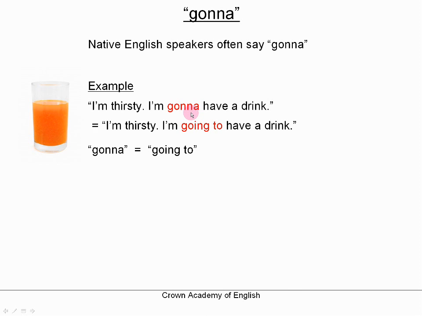And the reason people say gonna is because when they are speaking quickly, it is easier to say gonna than going to. Okay, going to is quite long to say. So when native speakers are speaking quickly, they say I'm gonna. Okay, but important. Okay, be careful, because gonna is not good English. Okay, this is important. Okay, it is not good English.